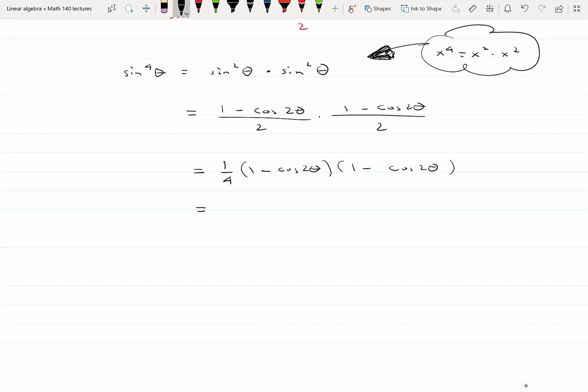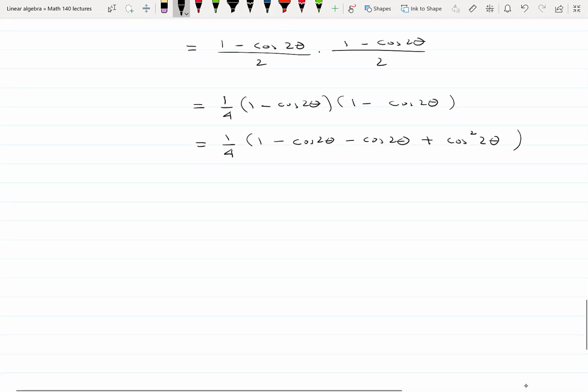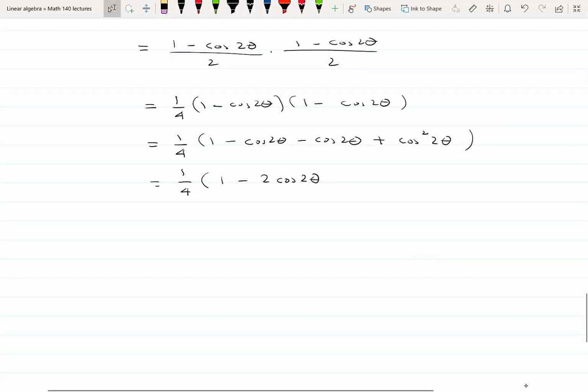So we're going to use the FOIL method we learned in Algebra 1. First two, 1. Outside two, minus cosine 2 theta. Inside two, minus cosine 2 theta. Last two, minus times minus, negative times negative, plus cosine squared 2 theta. Okay, so this is 1/4 times 1 minus cosine 2 theta minus another cosine 2 theta. That means I have two of them. So minus 2 cosine 2 theta plus cosine squared 2 theta.